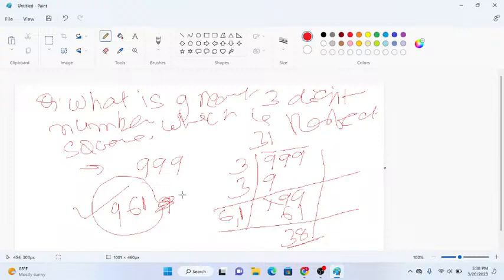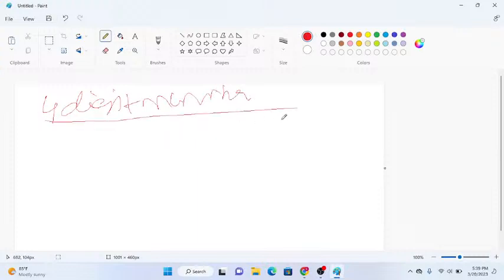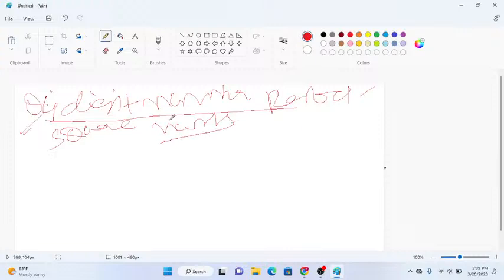See, suppose we are finding a different digit number, and this is also very important. So suppose we are finding a four-digit number. So my question is: the four-digit number which is a perfect square. You can write it in your notebook. The question is, what is the four-digit number which is a perfect square?